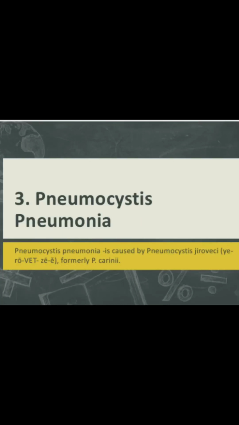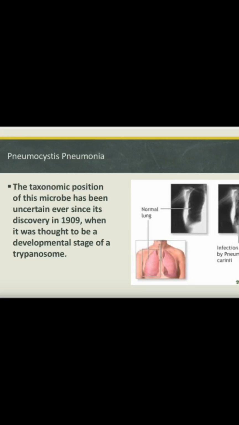Next, we have Pneumocystis pneumonia. Pneumocystis pneumonia is caused by Pneumocystis jirovecii. The taxonomic position of this microbe has been uncertain ever since its discovery in 1909, when it was thought to be a developmental stage of a trypanosome.